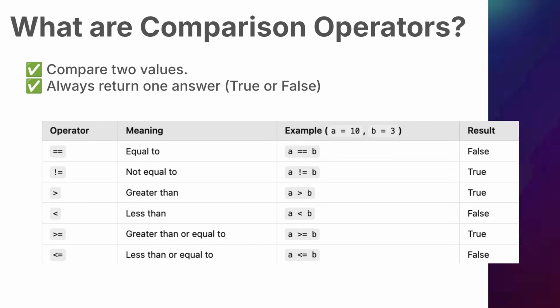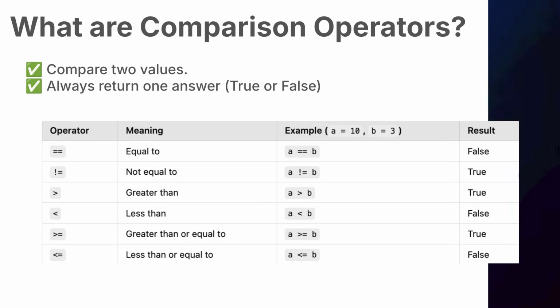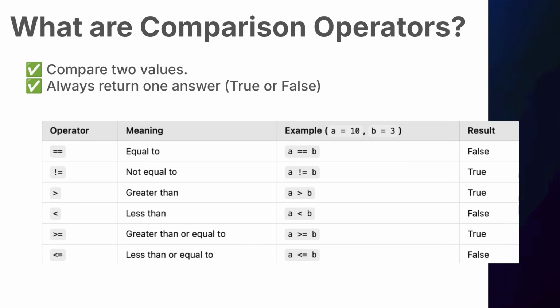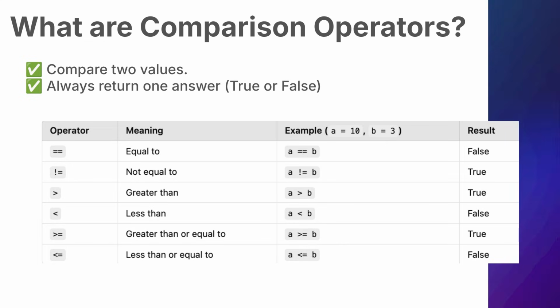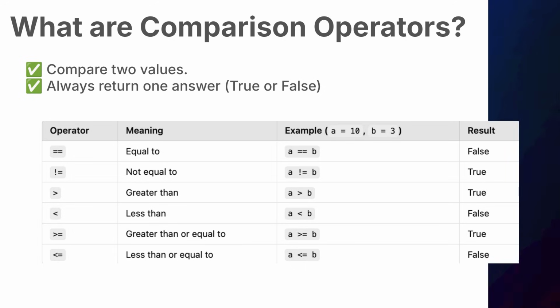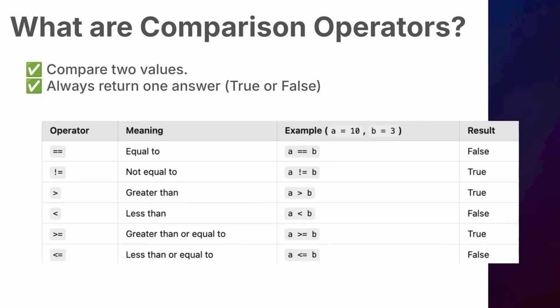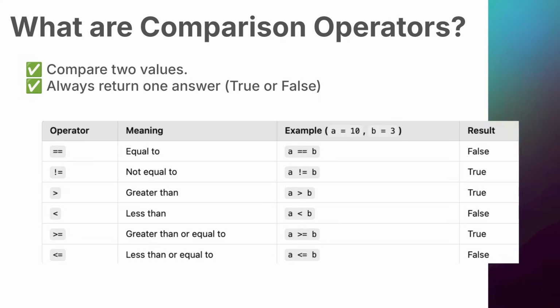First, equal to. Checks if a is equal to b. So is 10 equal to 3? Output: false. Next, not equal to. Checks if a is not equal to b. It's true. Greater than. Checks if a is greater than b. It's true. Less than. Checks if a is less than b. False. Greater than or equal to. Checks if a is greater than or equal to b. True. Less than or equal to. Checks if a is less than or equal to b. False.